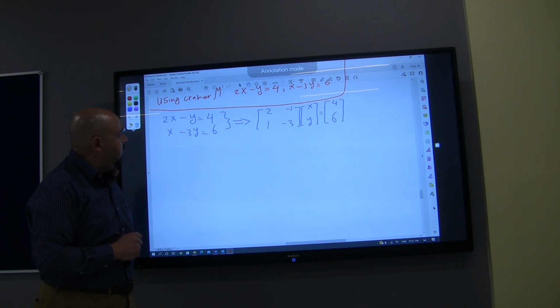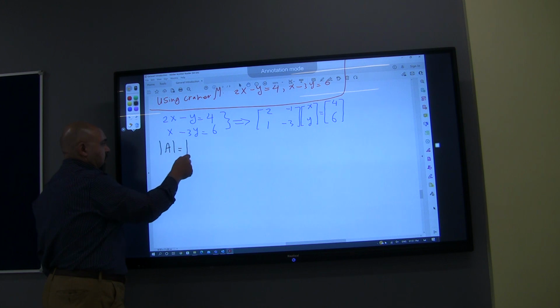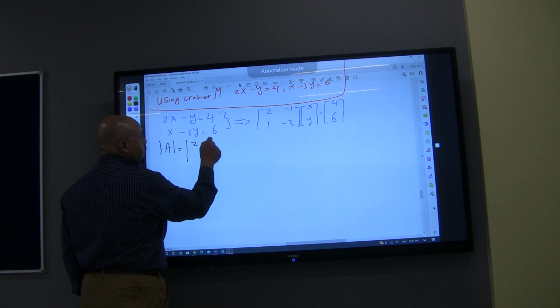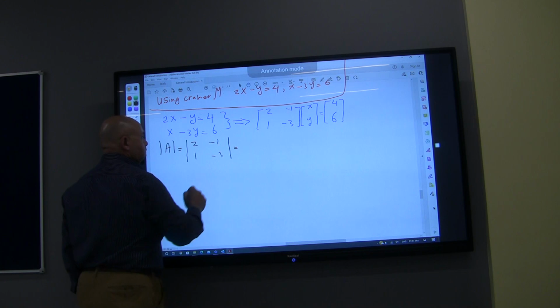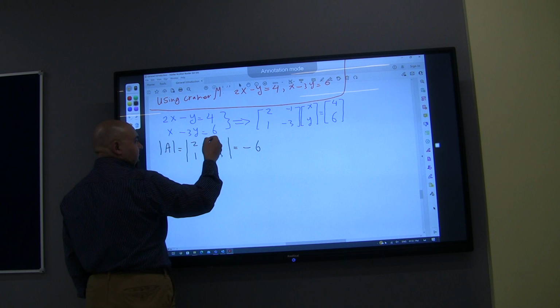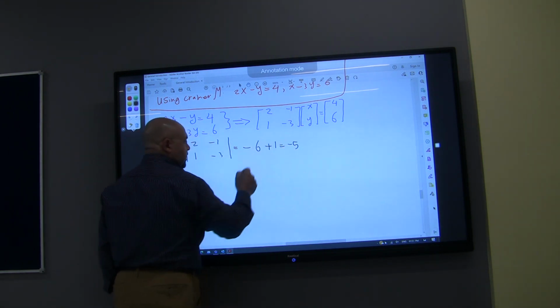The next step, I will try to solve this system of equations using Cramer's rule. As we usually know the main steps, I will have to get the determinant of the coefficient matrix, which is 2, negative 1, 1, and negative 3. That develops to 2 times negative 3, which is negative 6, then negative the secondary diagonal, so plus 1. This value is going to be negative 5.